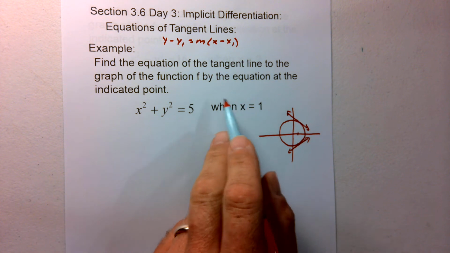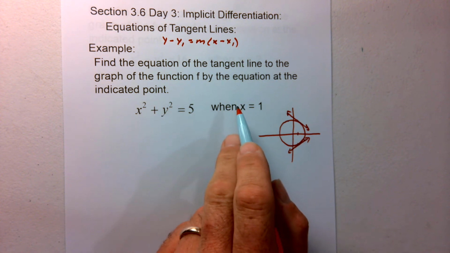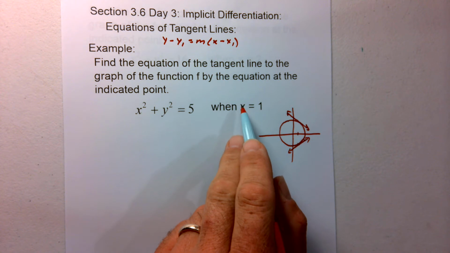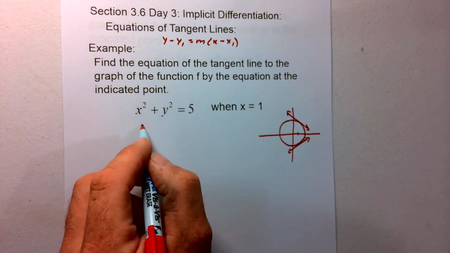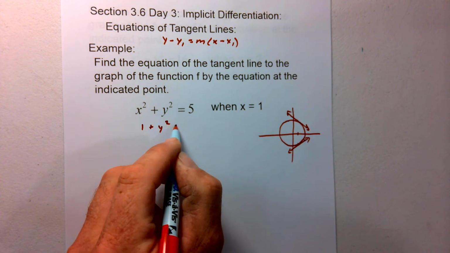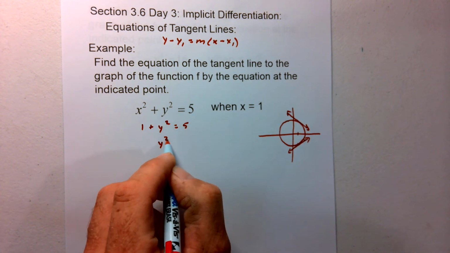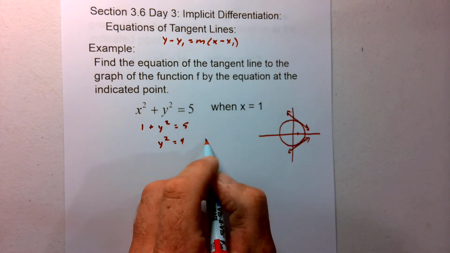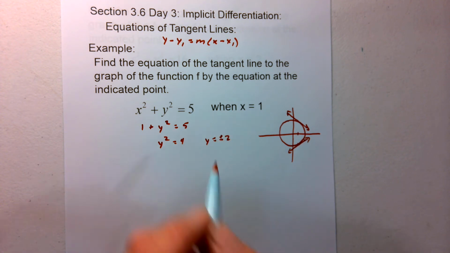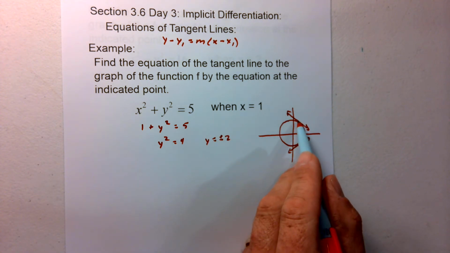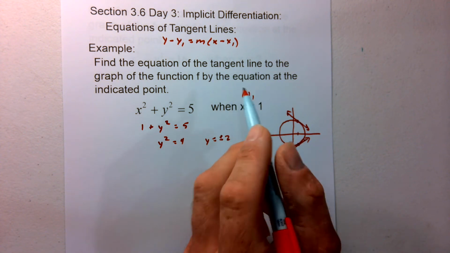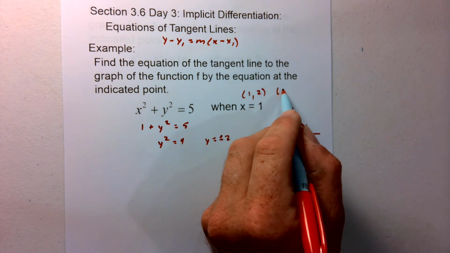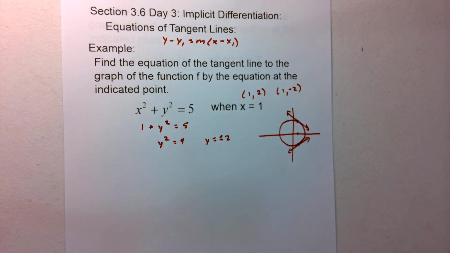So we want to do, 1, find the derivative, and 2, find our points. We can do either one at any point in time, doesn't matter. If I go ahead and plug in 1 for x, I have 1 plus y squared equals 5. So y squared will equal 4. So y is going to equal plus or minus 2. And hopefully that makes sense to us, since we're centered on the origin, that we'd have one point at (1, 2) and another point at (1, negative 2).